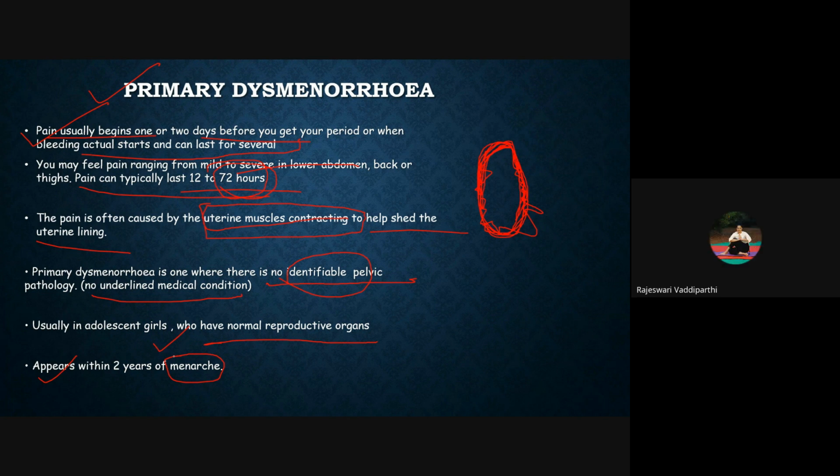When the menstruation cycle starts, the first menstrual cycle is called menarche. And what is menopause? Stopping of the menstrual cycle.